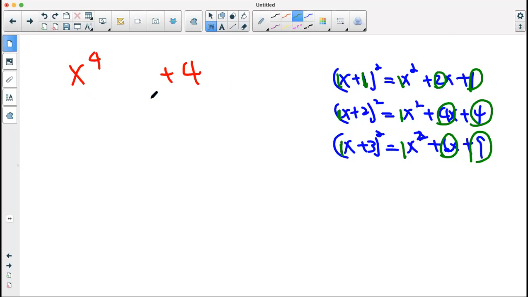Now, in this case, why am I bringing that up? I have an x to the 4th power plus 4. Ooh, you know what?